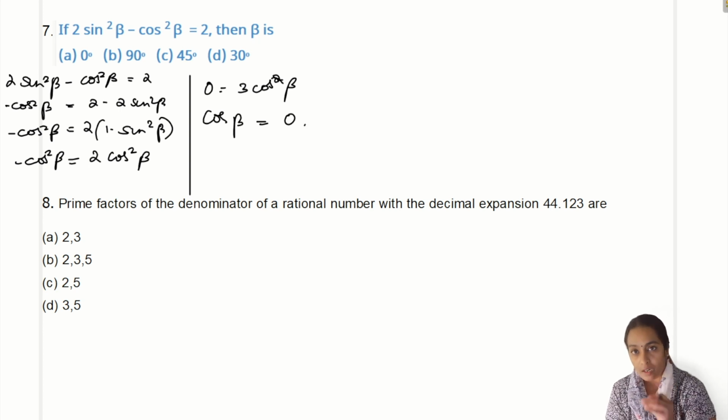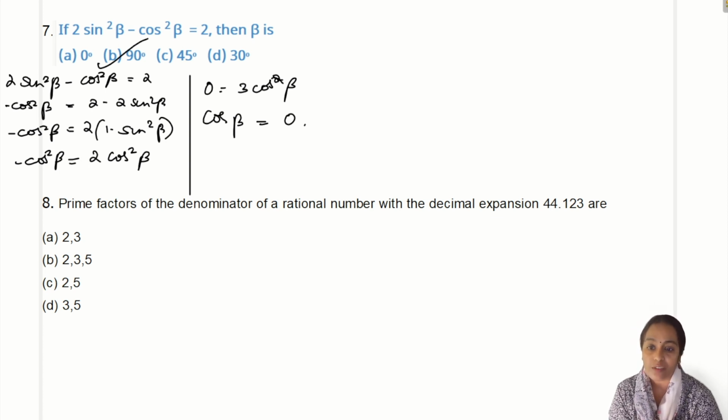When is my cos angle 0? So I have here cos 0 degree. Cos 0 degree will be 1. It's not 0. But I have here cos beta equals 0. What is beta then? Cos 90 is 0 because the value of cos 90 degrees is 0. So beta should be definitely 90 degrees. So option B.